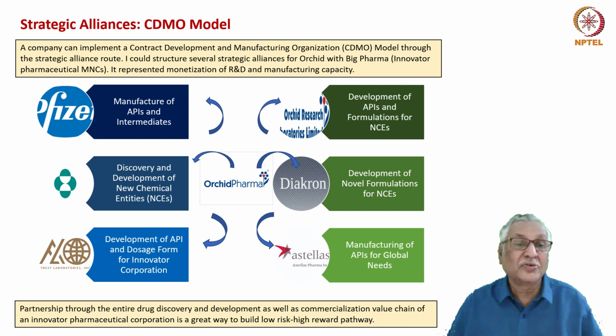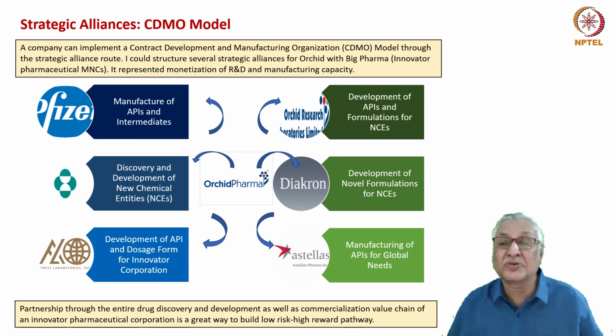So, with Pfizer, we had manufacture of APIs and intermediates. With Merck, we had discovery and development of new chemical entities, NCEs as we call them. With Forest Laboratories, we had development of a novel API and dosage form for an innovator corporation, and also for a new cephalosporin antibiotic that was just discovered. We had a capability in terms of Orchid Research Laboratories, a wholly owned subsidiary, for developing APIs and formulations for NCEs, which was available for a wide spectrum of companies. We entered into a strategic alliance with Diacron for development of novel formulations for the new chemical entities which it could take up to a particular point.